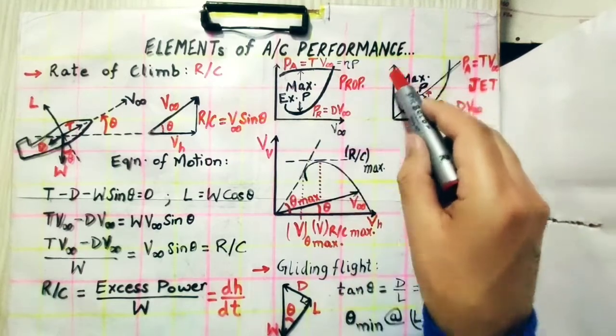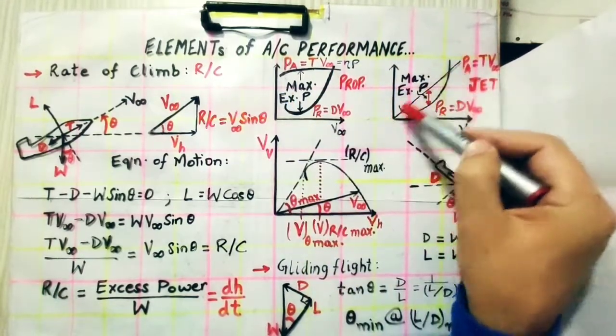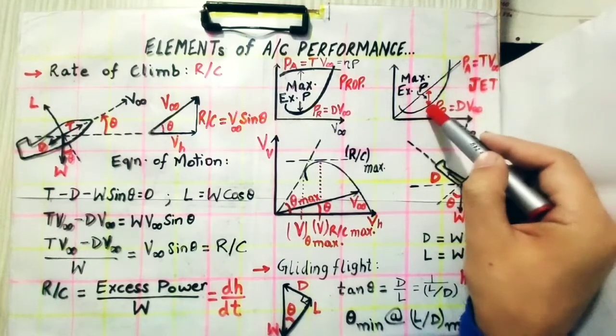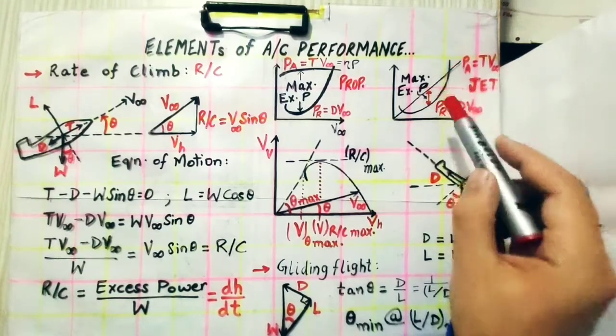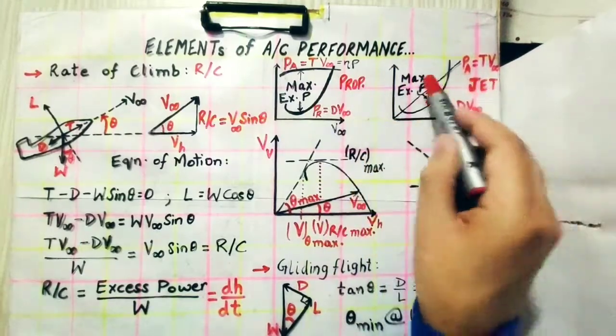For a jet engine, the power required will be the same for both, but the power available is this. For the jet engine, the maximum excess power will be the difference between the lowest point of the power required and the power available. So the maximum excess power for both the propeller engine and jet engine can be computed from the graph as well.